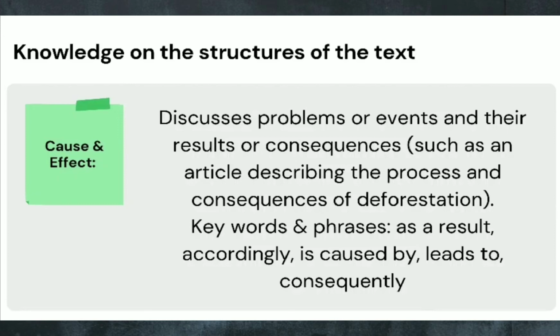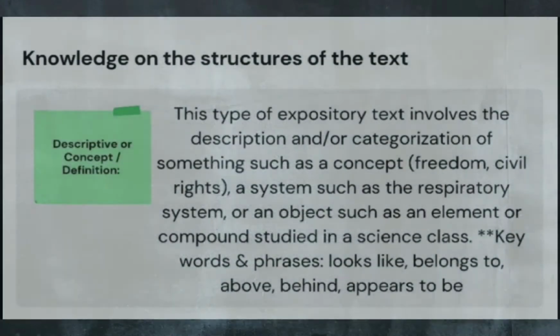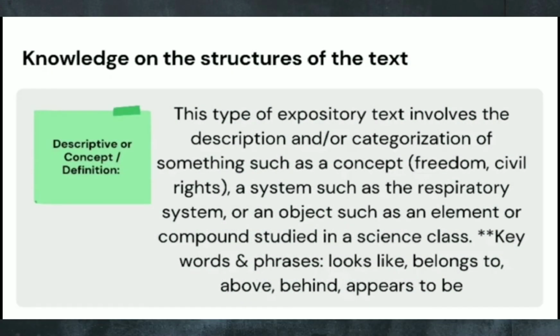Cause and effect. It discusses problems or events and the result or consequences, such as an article describing the process and consequences of deforestation. Another is descriptive or concept definition. This type of expository text involves the description and/or categorization of something, such as a concept, freedom or civil rights, a system such as the respiratory system, or an object such as an element or compound studied in science class.